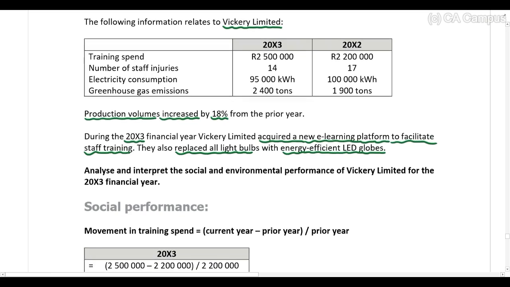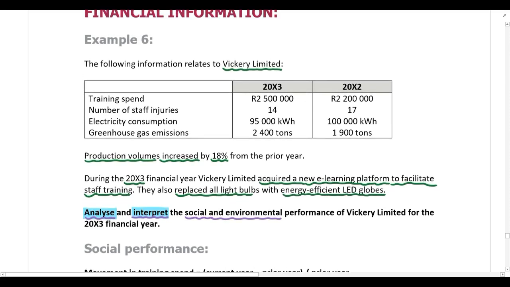Then in the required, you need to analyze and interpret. So remember, analyze means calculate, and interpret means comment on your calculations. So analyze and interpret the social and environmental performance of Vickery Limited for the 20X3 financial year. If you look at the information that's been provided, we have the training spend, so that's going to indicate social performance. It affects people, the amount that they spend on training their employees. The number of staff injuries is also social. The electricity consumption will be environmental.